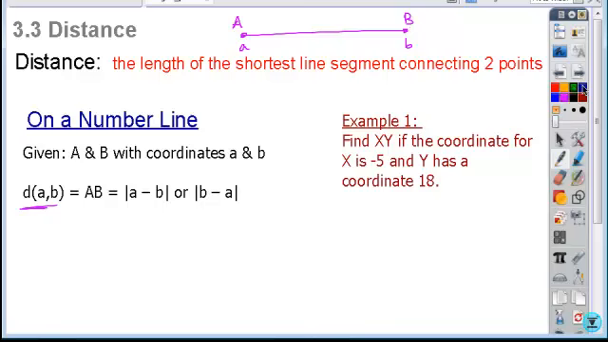Okay, if you are notating the distance, you can do one of two things. You can either use d, representing distance, and then the coordinates that you're measuring between. Okay, so d parentheses a comma b, close the parentheses. That's one way to denote a distance.